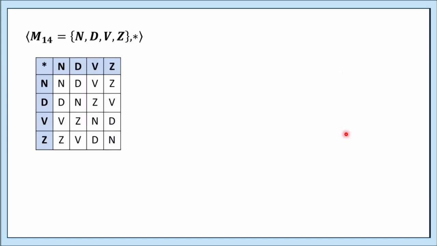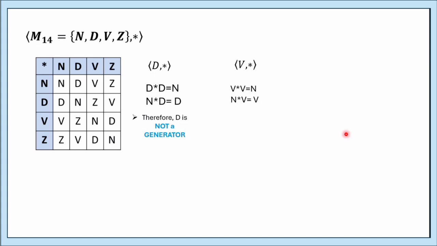For M sub 14, we have the set of N, D, V, and Z under the binary operation star. So for D, we have D star D is equal to N, and N star D is equal to D. Since D failed to generate all the elements of the set, D is not a generator. Same with V, we have V star V is equal to N, and N star V is equal to V. Therefore, V is not a generator.